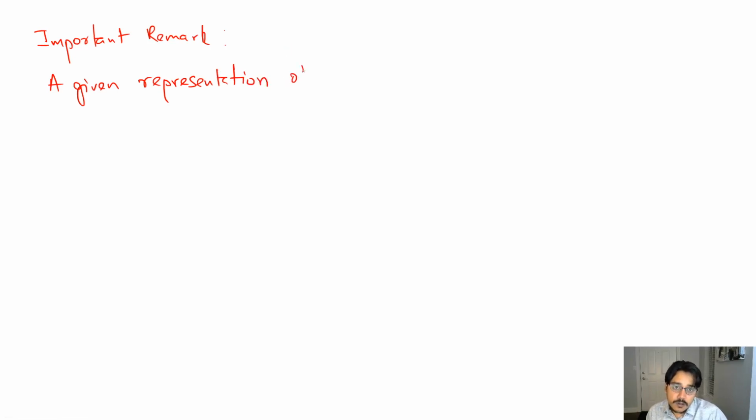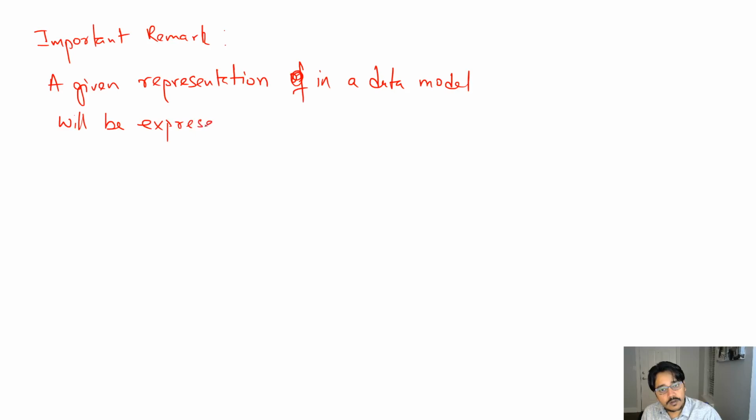So, important remark to keep in mind is a given representation in a data model, let's just say in a data model, will be expressed using a pair, and this is very important, of business rules. Okay.